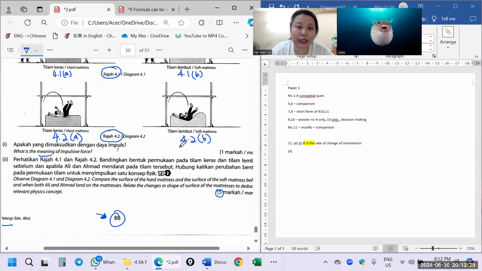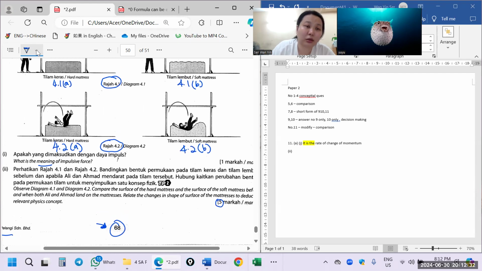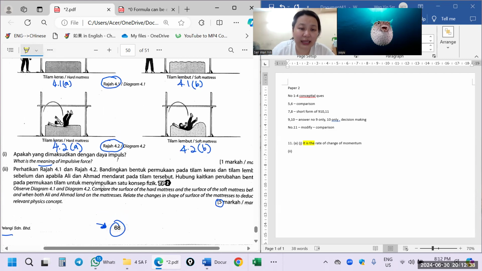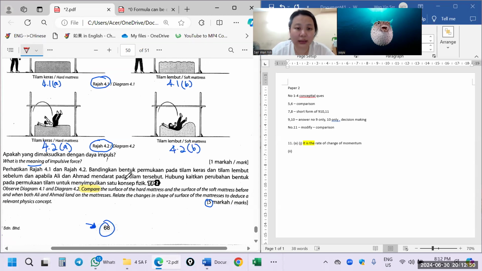Okay, so they say compare. So I encourage you all to highlight it or underline it. Highlight or underline it. Yeah, you can use it in exam drawing. Okay, highlight, underline lah. Okay, compare, the 5 marks got 3 marks, comparing the surface of the hard mattress and the surface of the soft mattress before and when Ali and Ahmad land on the mattress.